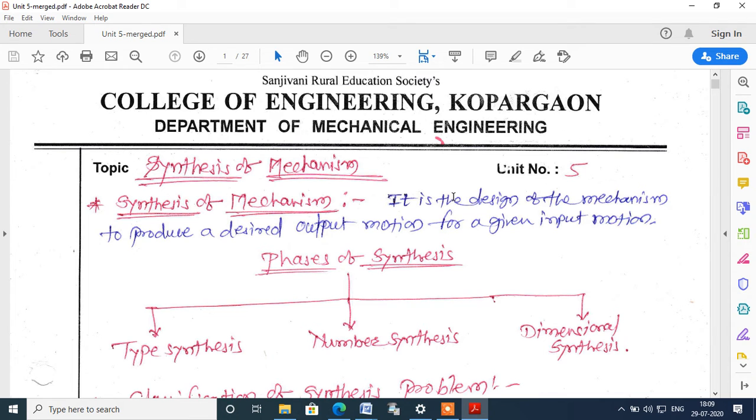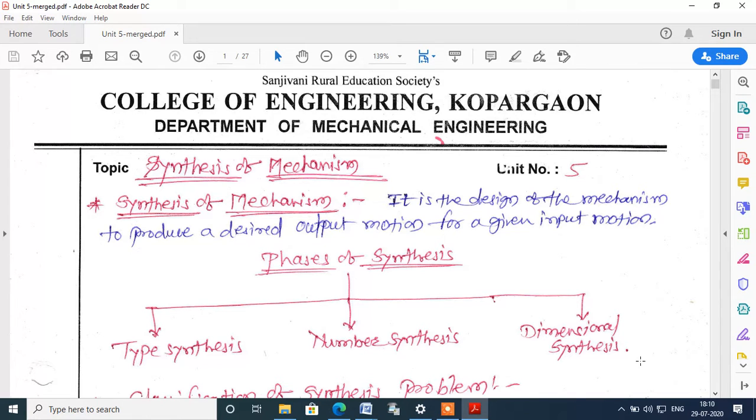Welcome all. Welcome to the next module of Theory of Machine 2, that is unit number 5, Synthesis of Mechanism. Here, synthesis and design, there is a, you can say, a small difference. Synthesis of mechanism is nothing but the design of the mechanism to produce a desired output motion for a given input motion. That is called synthesis.